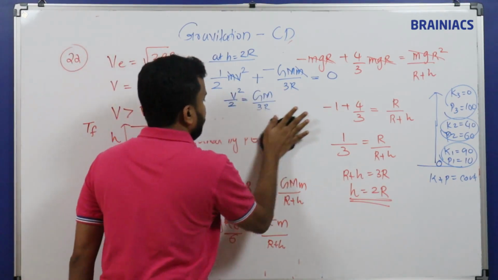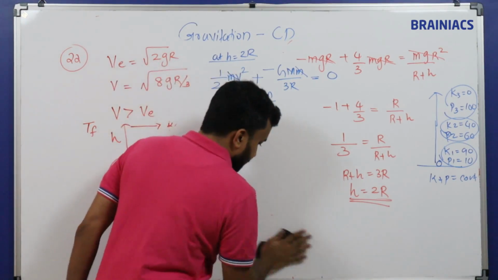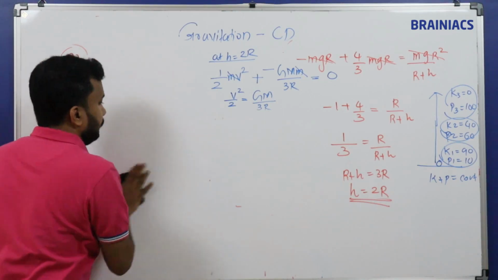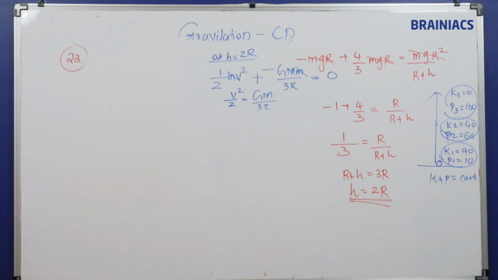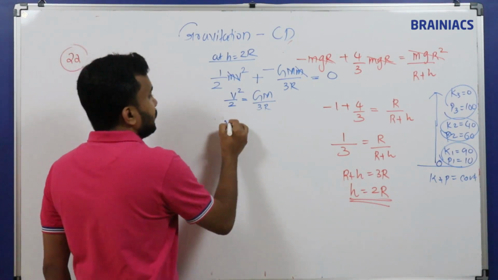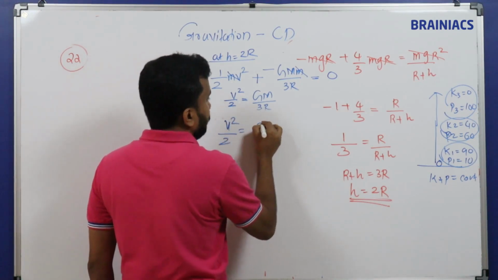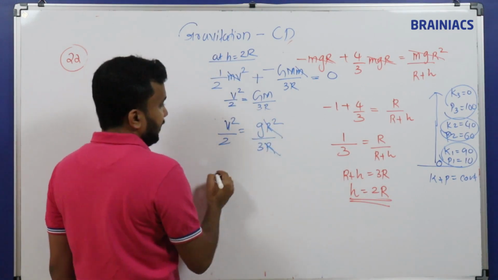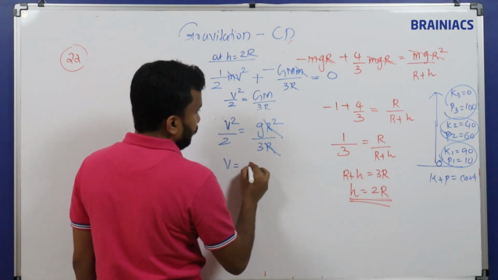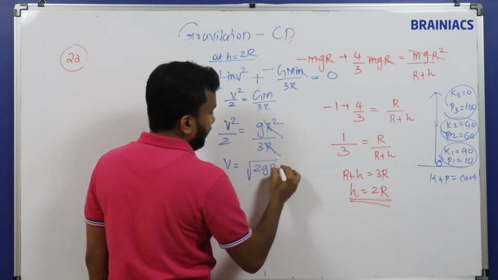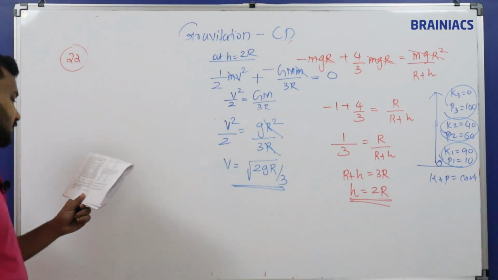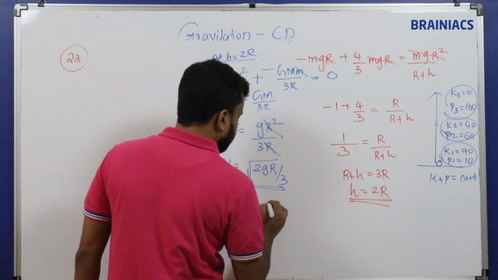This is what we are going to do. Hope you have written this one. I have to clear this area. Now what will we get? v squared divided by 2 is equal to GR squared divided by 3R. R and R will get cancelled. So v is equal to root of 2GR divided by 3. This is the answer for this question. So the answer is option B.